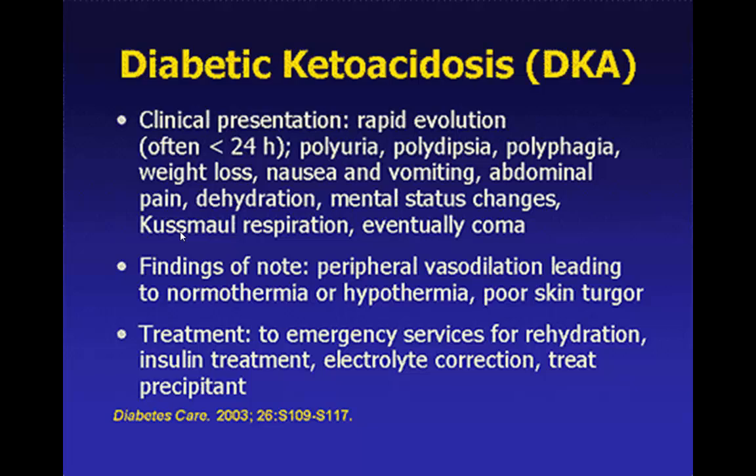Insulin should be given at 0.1 unit per kilo IV bolus initially, followed by continuous infusion of the same 0.1 unit per kilo per hour in normal saline. And remember, insulin should be withheld until serum potassium is greater than 3.3. Otherwise, you're going to provoke a profound hypokalemia and the patient could arrest.